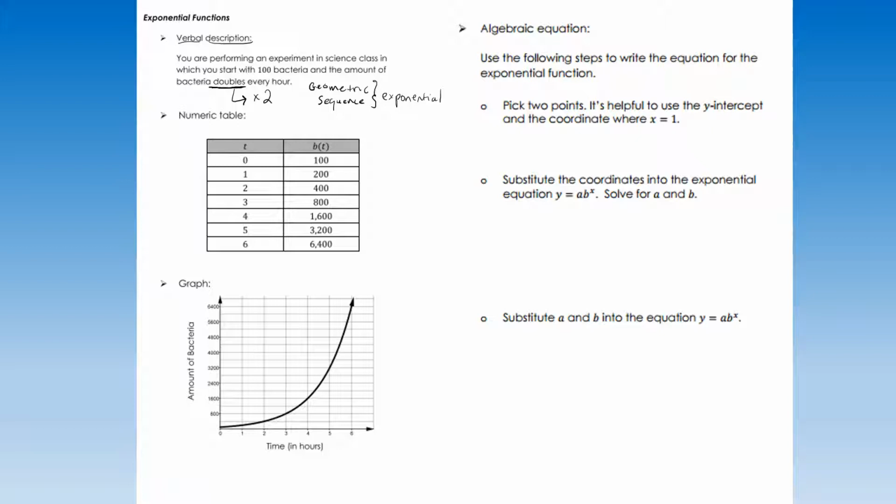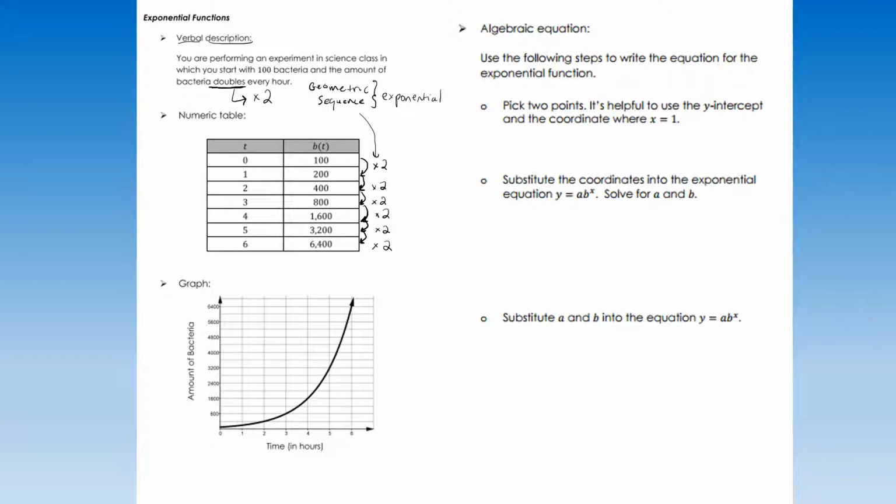Well, at the beginning, we start with 100 bacteria, and then it's doubling each hour. So after 1 hour, it increased by a factor of 2, from 100 to 200. The next hour, 200 doubles to 400, then 800, 1600, 3200, 6400. So each hour we are multiplying by 2. And again, that's what makes this a geometric sequence, the multiplication.